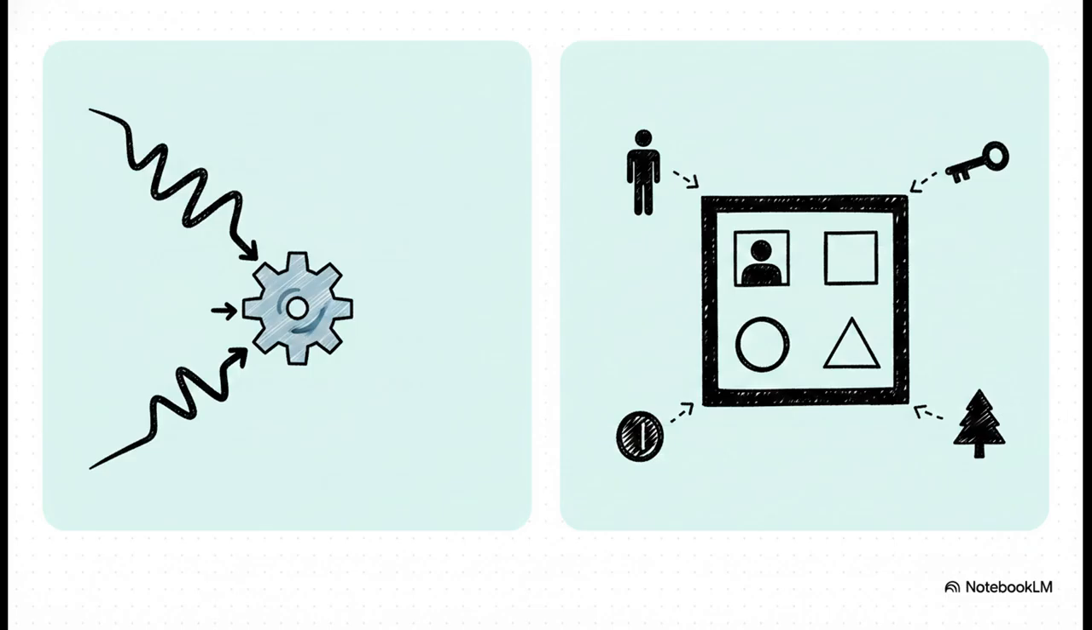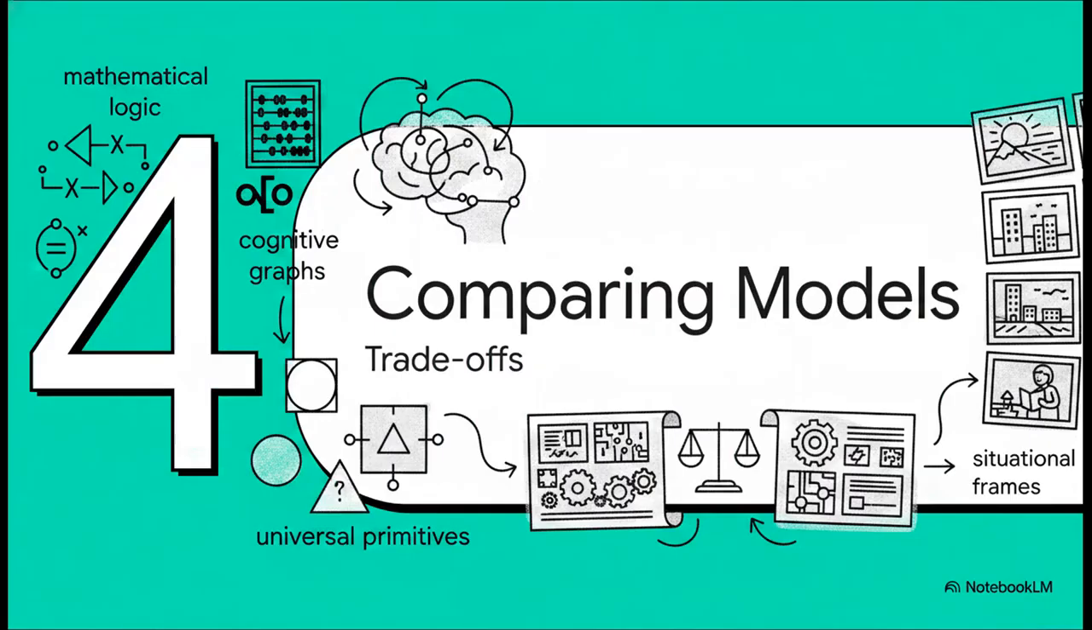In stark contrast to that, frame semantics, proposed by Charles Fillmore, completely throws out primitives. Instead, it relies on situational schemas called frames that describe typical situations. Take a commercial transaction frame, for example. It has required slots that absolutely must be filled: buyer, seller, goods, and money. It groups meaning by the roles played in a very specific structured event. Section 4. Comparing the models.